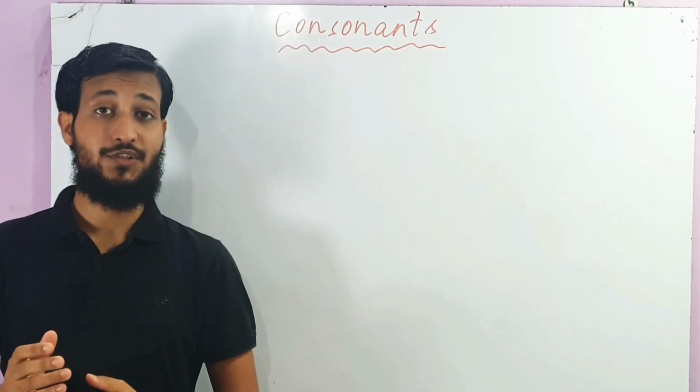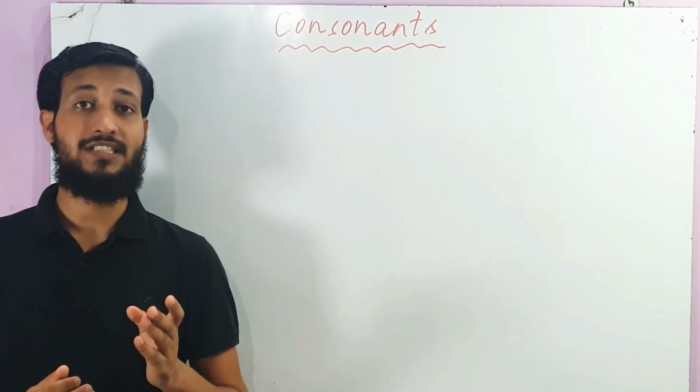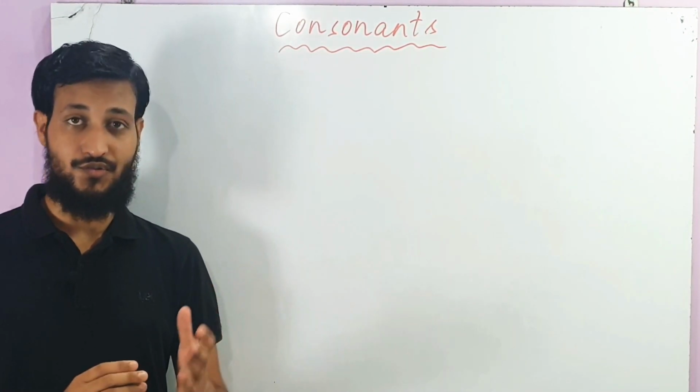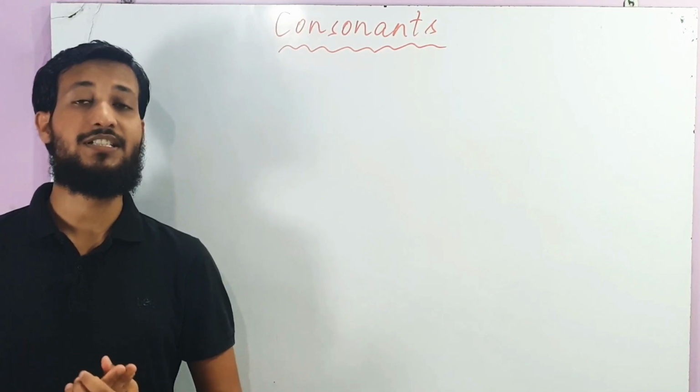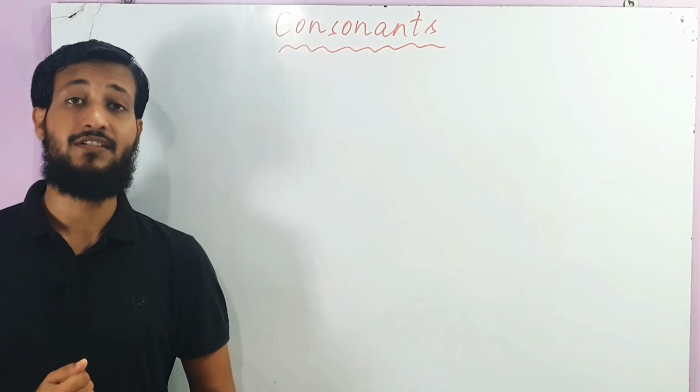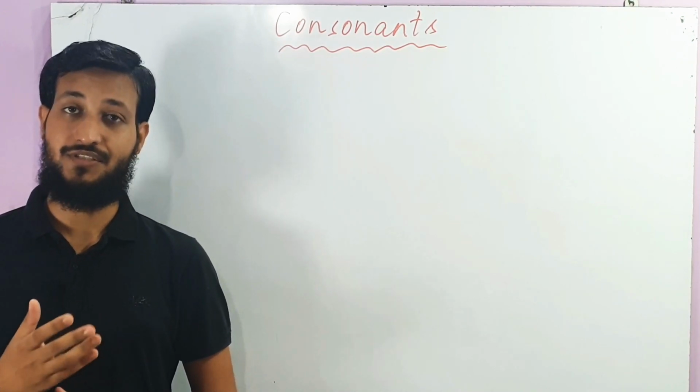As I've already told you, in English the 26 letters produce 44 sounds, out of which 24 are consonants, 12 are vowel sounds and 8 are diphthong sounds. We have already discussed the vowels and the diphthongs in our previous videos.